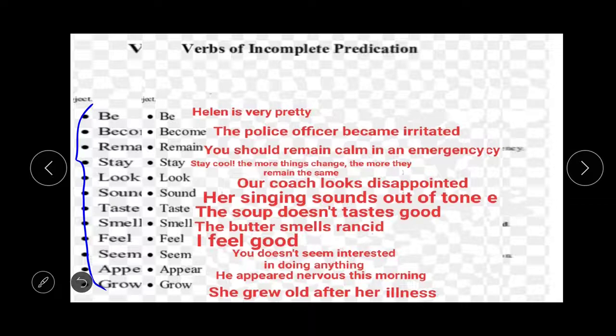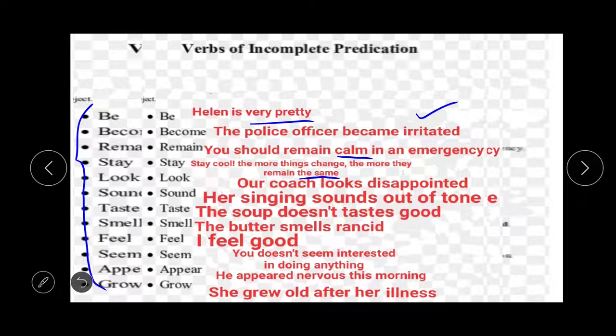Here, students, "very pretty" is the complement. Then become. The sentence is "The police officer became irritated." Here "irritated" is the complement. Then remain. The sentence is "You should remain calm in an emergency." Here "calm" is the complement. And stay. "Stay cool. The more things change, the more they remain the same." Here "the same" is the complement.